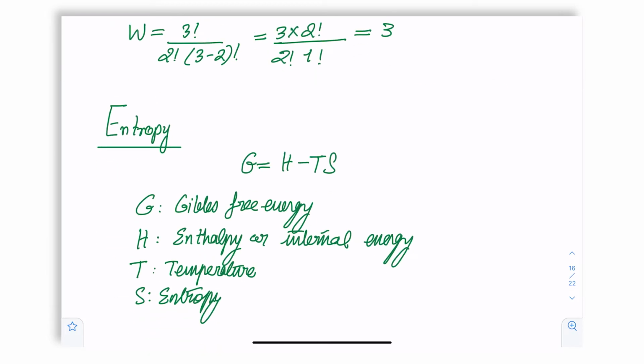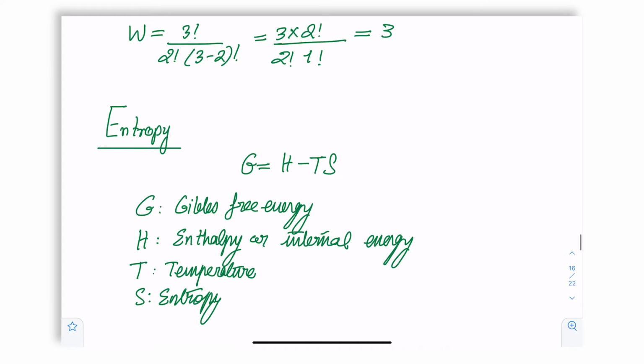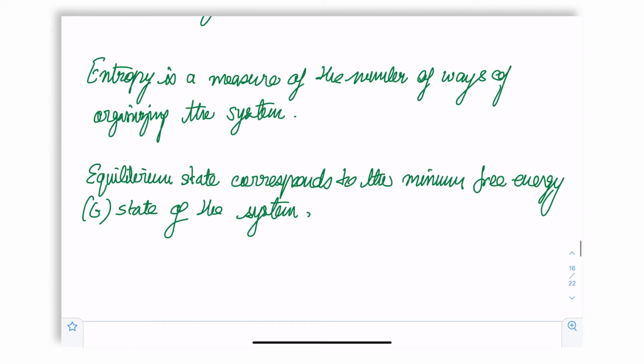Entropy, on the other hand, comes to us from thermodynamics. It's a property of a system from thermodynamics, and it also has a linkage to statistical mechanics, which we will get to in a minute. In the thermodynamic description, Gibbs free energy G is equal to the difference between the internal energy or enthalpy and the temperature multiplied by entropy, the product of temperature and entropy. On the other hand, entropy is a measure in itself of the number of ways of organizing the system.